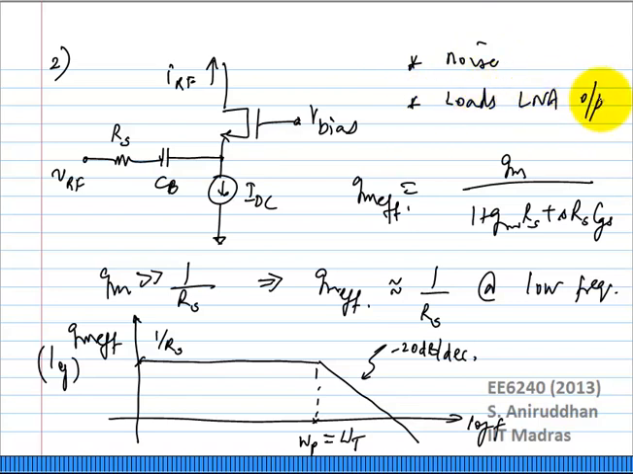Loads the LNA output. The only difference is now you can choose RS large enough such that it doesn't load the LNA output, but you still get sufficient transconductance. If you can achieve that balance, then you are good to go.